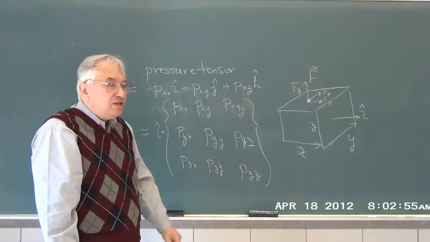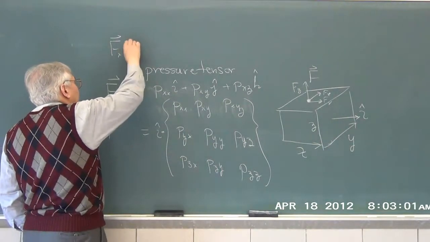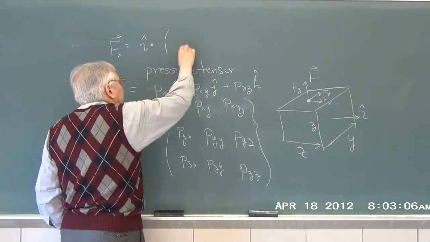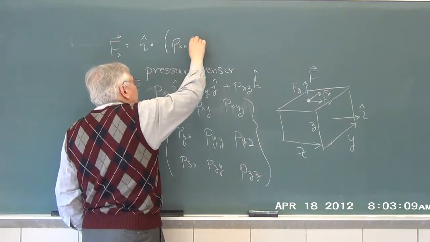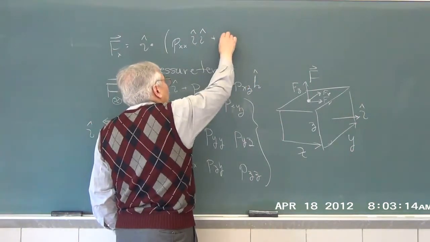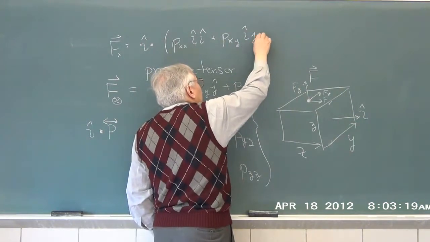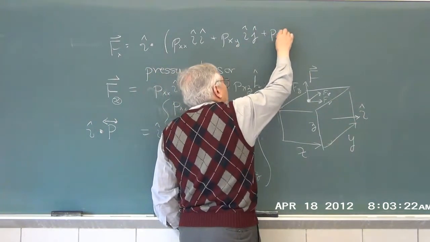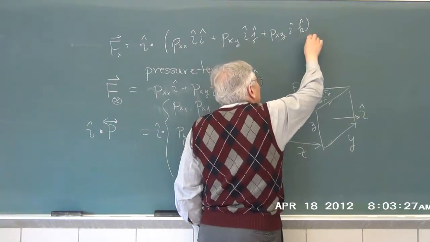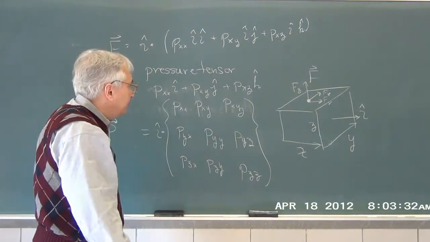For those of you who want to see this in unit vector form, you would write the force vector F_x is i hat, that's this i hat, dot pxx, that's the outer product of two unit vectors i hat i hat, plus pxy i hat j hat, plus pxz i hat k hat. And there you have the pressure tensor.